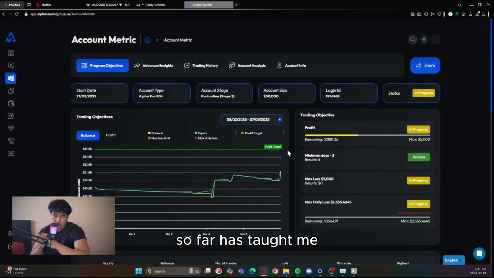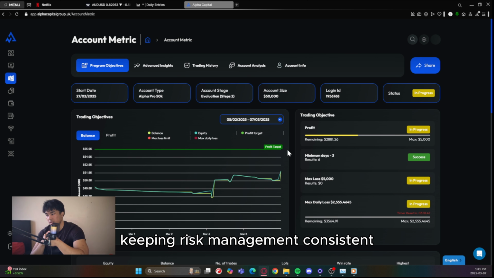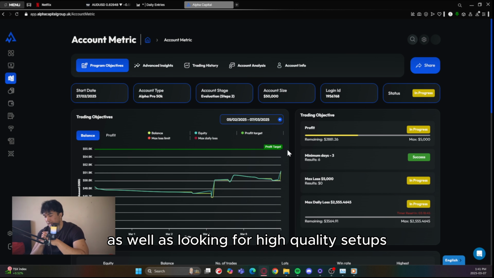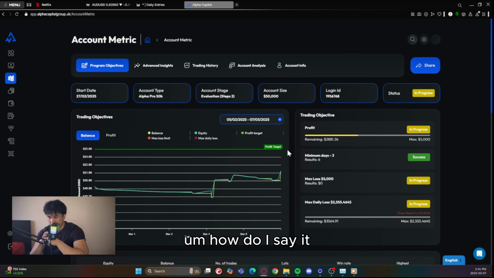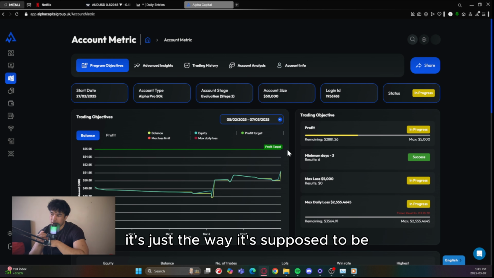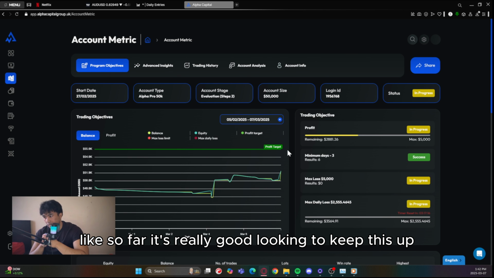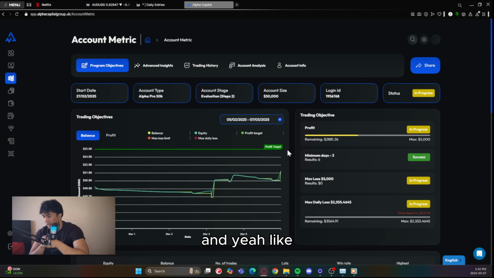This account so far has taught me keeping risk management consistent, as well as looking for high quality setups and taking your time. Honestly, I think the results come in a lot better and more, how do I say it? You could say organically, or it's not rushed. It's just the way it's supposed to be. So far it's really good. Looking to keep this up.